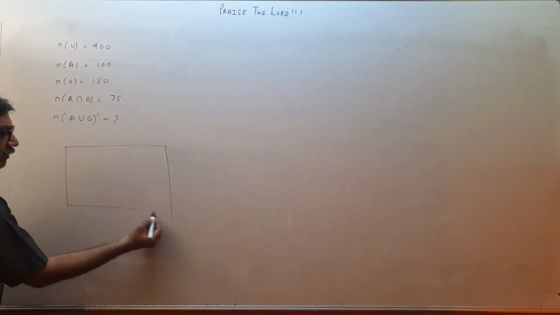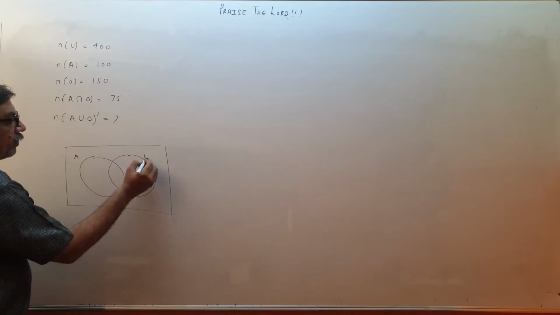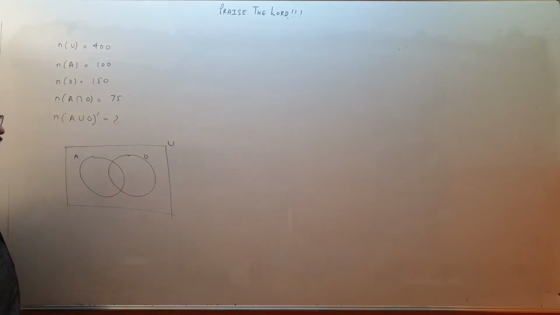See, if I make a Venn diagram like this, this is for apple and this is for orange. This is the universal set. Anybody inside will be either taking apple juice or orange juice. Anybody outside will be neither taking apple juice nor orange juice. We want this region. And this is outside A union O, therefore (A union O)' we want.